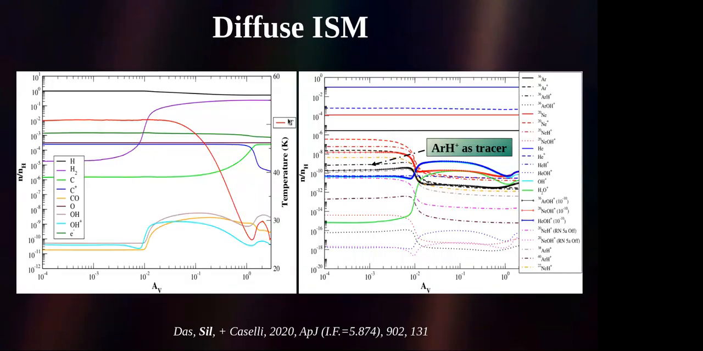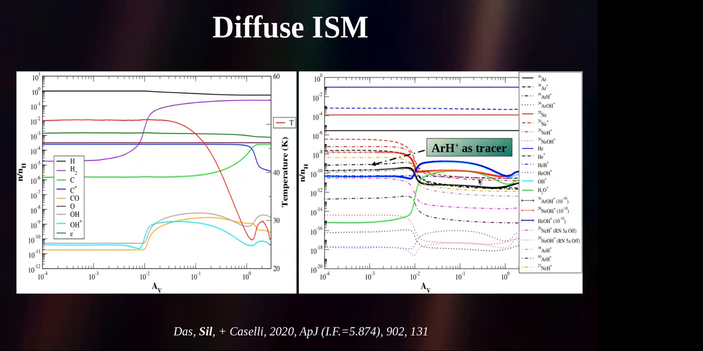From the modeling result of the diffuse ISM, you can see the y-axis is the abundance of species in both windows, and the x-axis is the visual extinction. With increasing visual extinction, you can see that the H2 abundance is increasing. That is, the cloud goes from a diffuse to a dense region, and H is almost in atomic form, so the cloud is still in diffuse form. The temperature, the red curve, varies from 25 to 50 Kelvin. You can also see that C+ transforms to C as we go into the depth of the cloud.